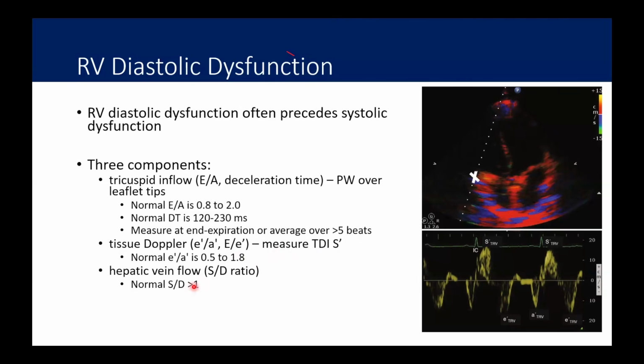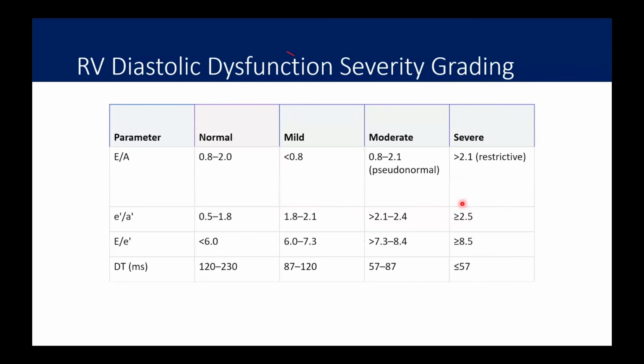And finally, you're looking at your hepatic vein flow. So normally you see systolic predominance where the S wave is taller than the D wave. And so a normal ratio is greater than 1. And so if you have a case where that's flipped, so it's less than 1, that's diastolic predominance, and that's a sign of early RA pressure overload. So just be cautious of that. And so the guidelines here also give severity grading for this. I won't go over this in detail, but just for your reference.